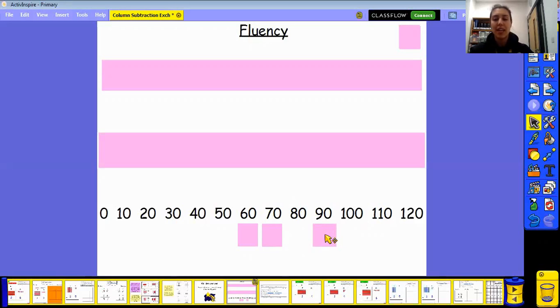Let's finish the sequence together. 100, 110, 120. Well done if you've got those right. Next week, we're going to start looking at our times tables and multiplication. So make sure you keep practicing counting in your 2s, 5s, and 10s.